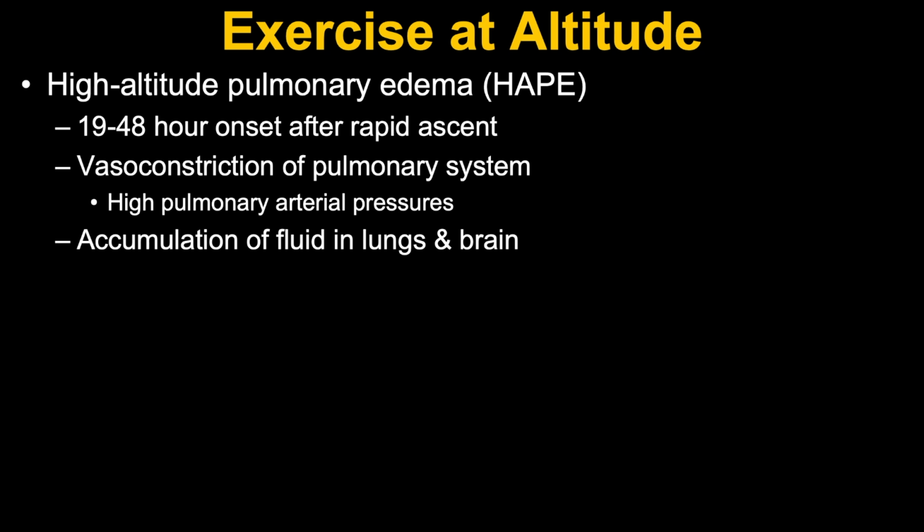If an unacclimated person attempts to exercise at altitude, that could lead to high altitude pulmonary edema or HAPE. This happens 19 to 48 hours after a rapid ascent and results from the vasoconstriction of the pulmonary system, where now we have high pulmonary arterial pressures. That forces the accumulation of fluid in the lungs and in the brain. The subclinical manifestations of HAPE can result in a continuous cough and shortness of breath.